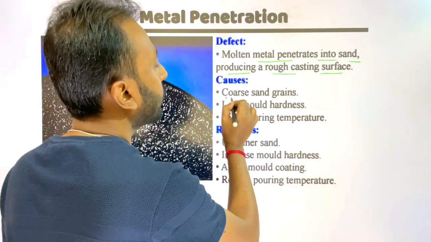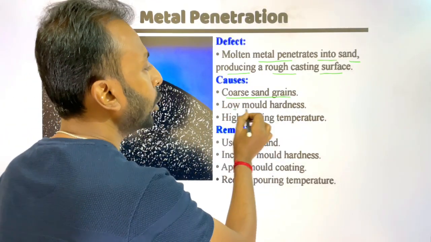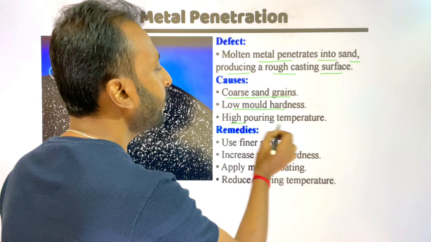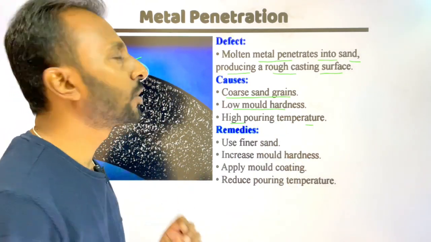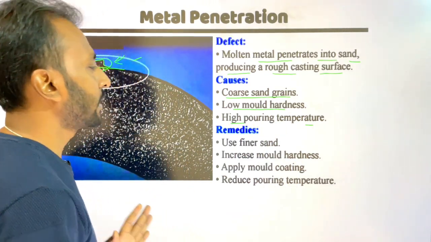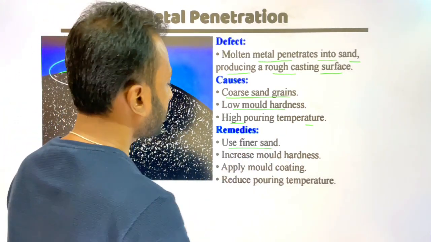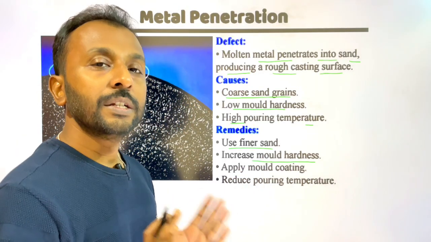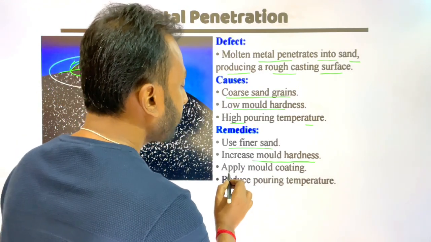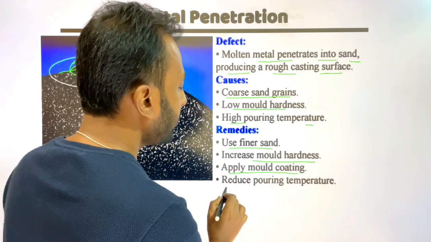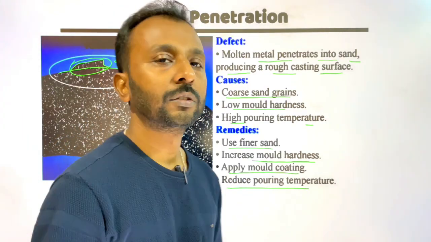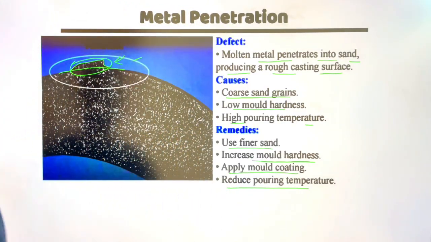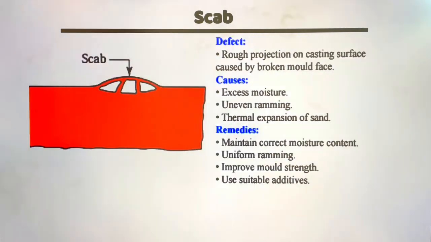Causes: coarse sand grains, low mold hardness, and high pouring temperature are the main causes of this metal penetration. So what are the remedies? Use finer sand. Increase mold hardness. We have to increase the hardness of the molding sand. Apply mold coating and reduce pouring temperature. So these are the metal penetration defects and remedies.